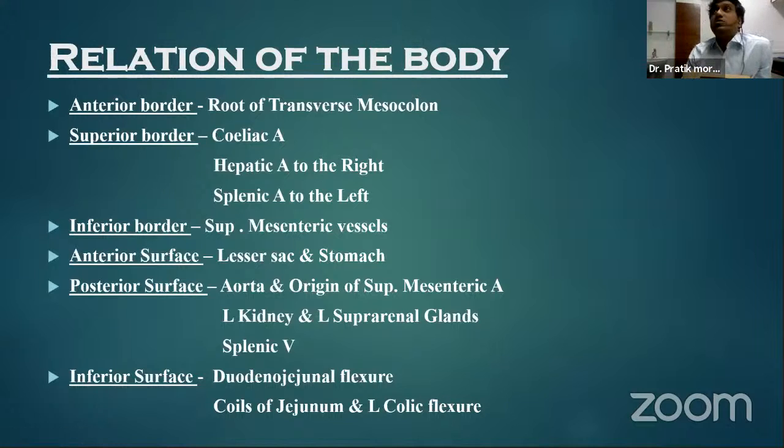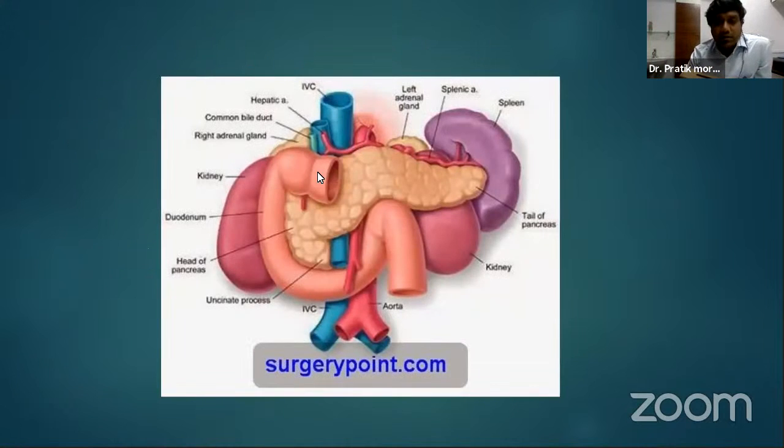Why is it called a trunk? Because it is a large artery, that's why it is called the celiac trunk. Then the celiac trunk is at one place. Let's see the diagram. Yeah, can you see this part? This part is called the body. This is the body of the pancreas.